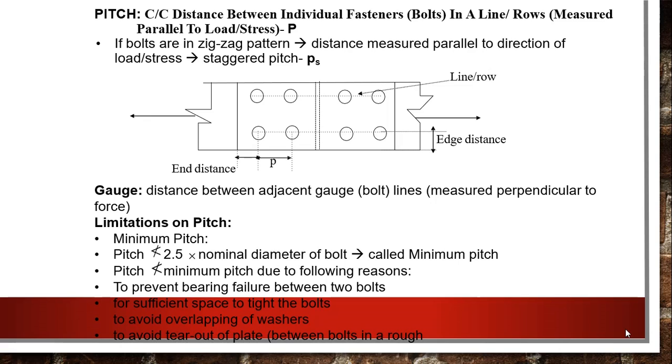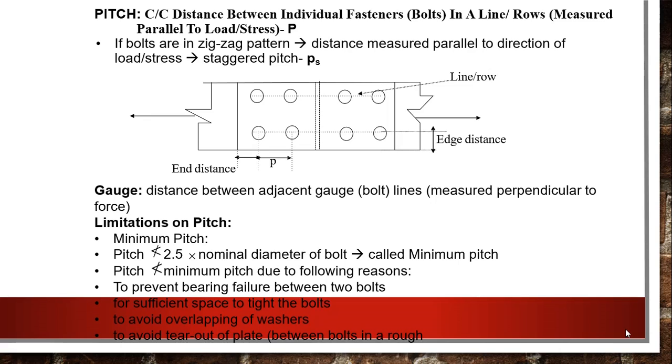It is defined as the distance between adjacent gauge, that is bolt line, measured perpendicular to the direction of force. Basically it is also called the center to center distance between two adjacent bolts, but they are generally measured perpendicular to the direction of force, right? Next, there are some limitations on pitch, or you can say some specifications given by Indian Standard 800 2007.